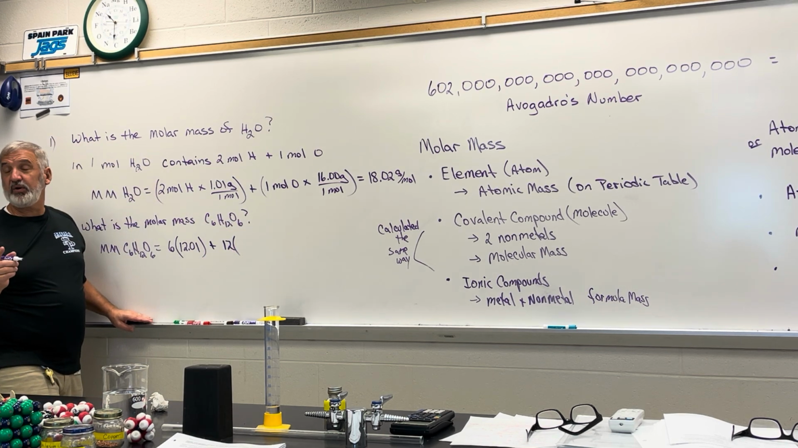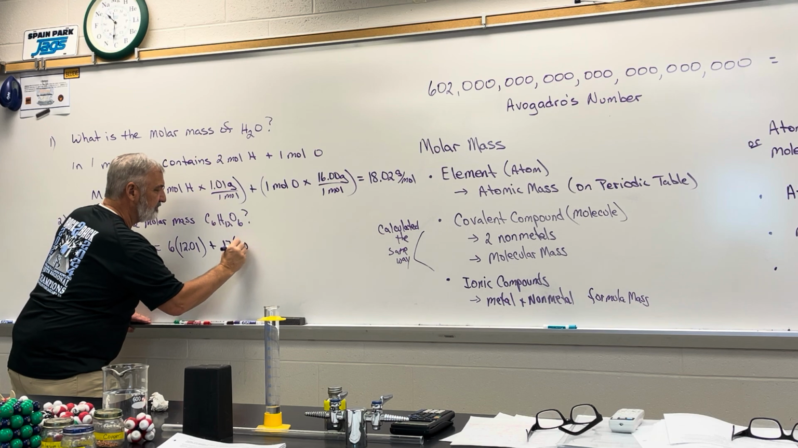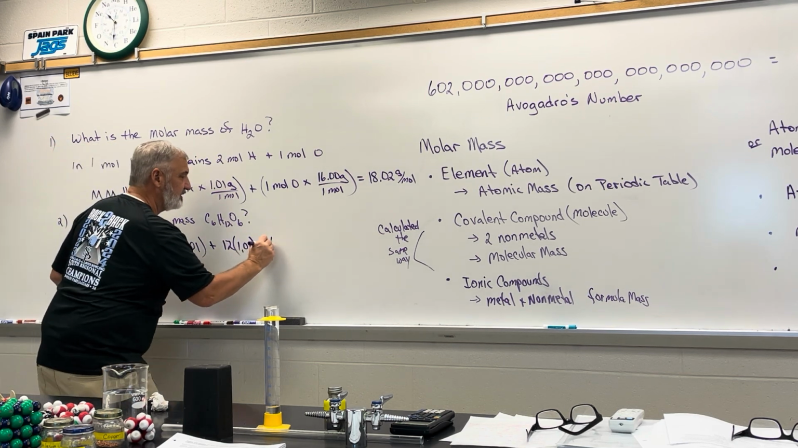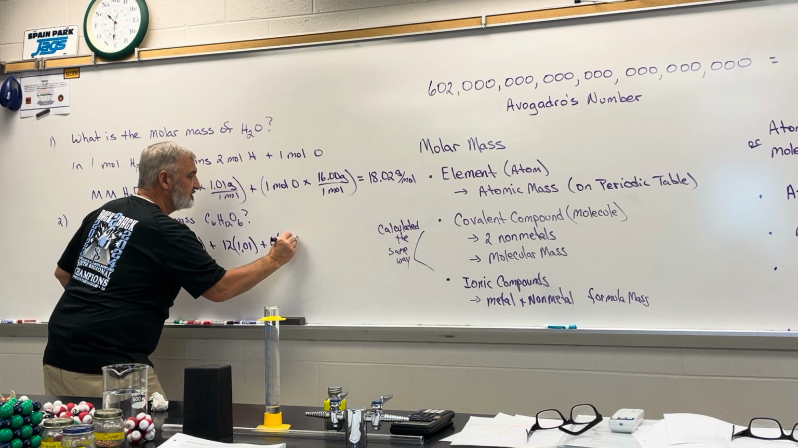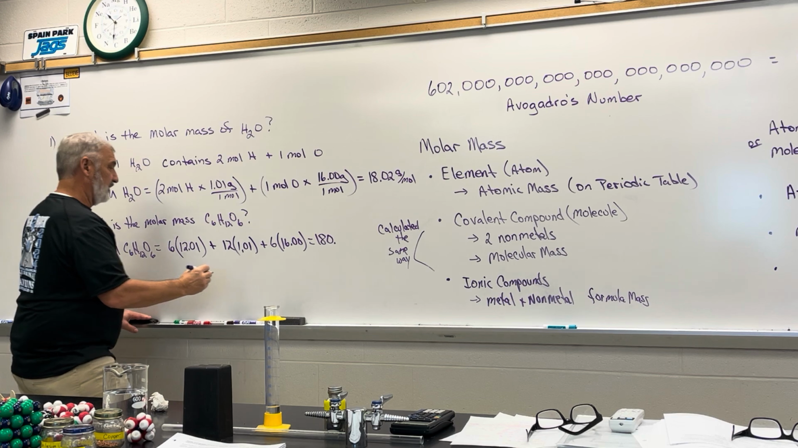So what's next? Plus 12 times what? 1.01. Is everybody right? It's 1.0079. We're just going to round to 1.01. Now, if you want to put 1.0079, you can put 1.00794 if you want. I'm going to say 1.01. Plus 6 times 16.00. All that turns out to be 180.18.